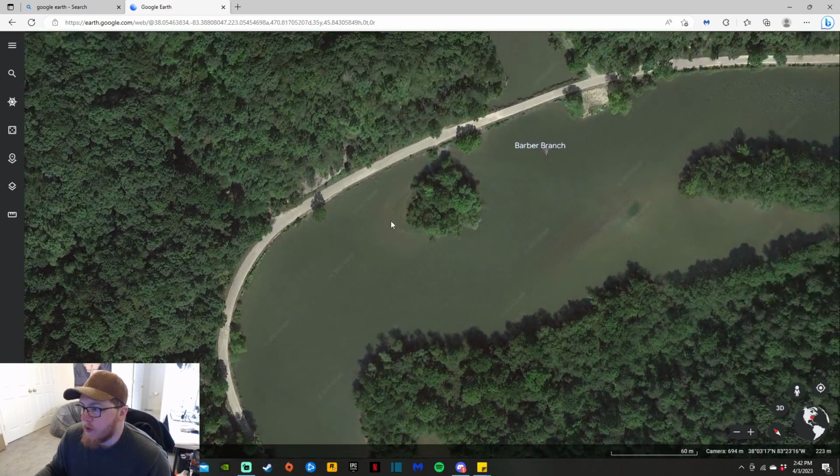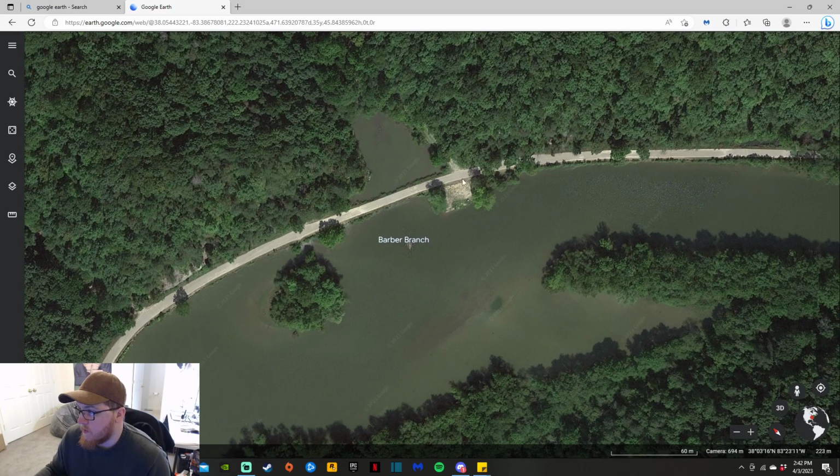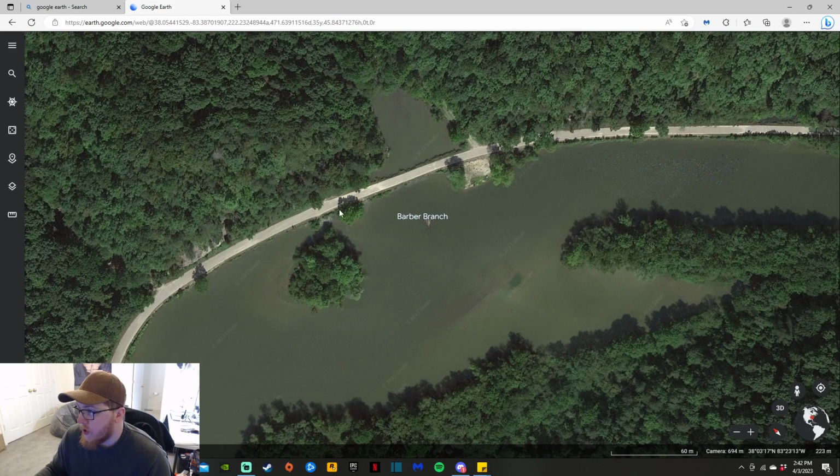This one is going to be a little bit harder to access because you've got a road. You could also probably get a boat up in here, but you can see some river access right here that you could fish.